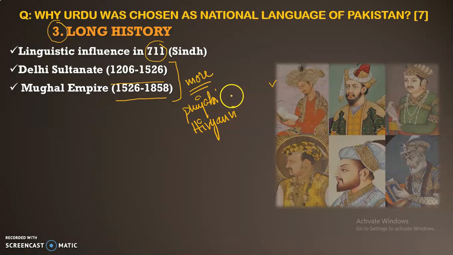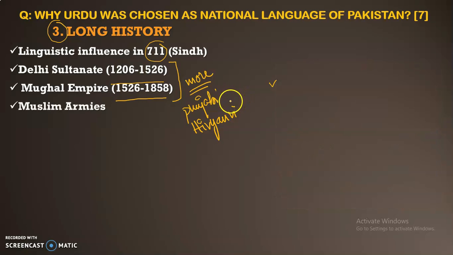Next, the last point of this one is the Muslim armies. In its early stage, the language was used by the Muslim armies and became widely spoken and understood in many parts of the subcontinent. As the Muslims were in the armies, they used to speak this language, and as the army was called Lashkar, the language in the army was called the Lashkari language. So this is what we have in the third paragraph of the long history.